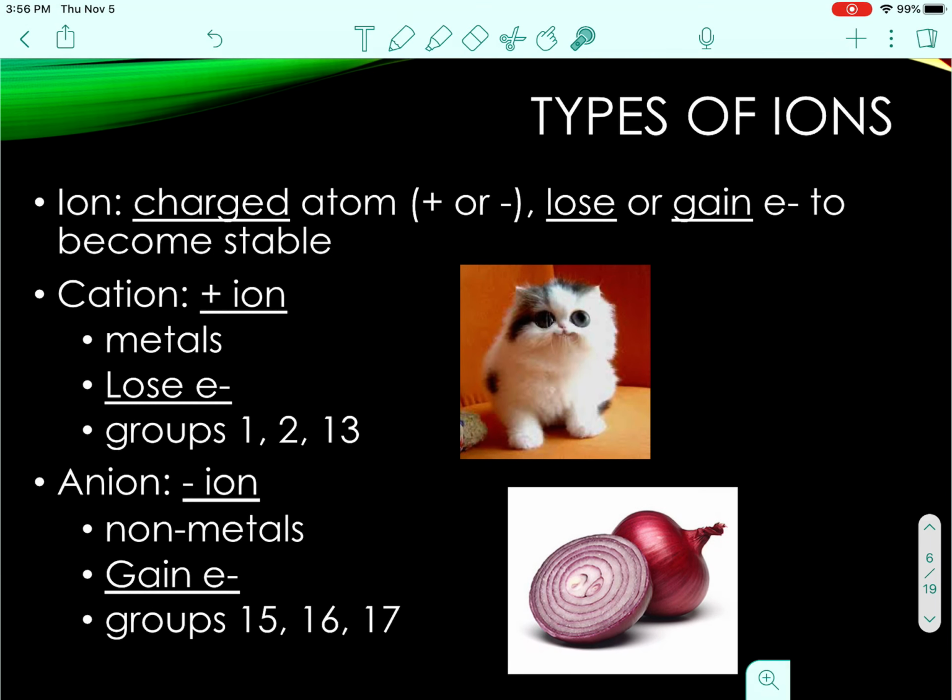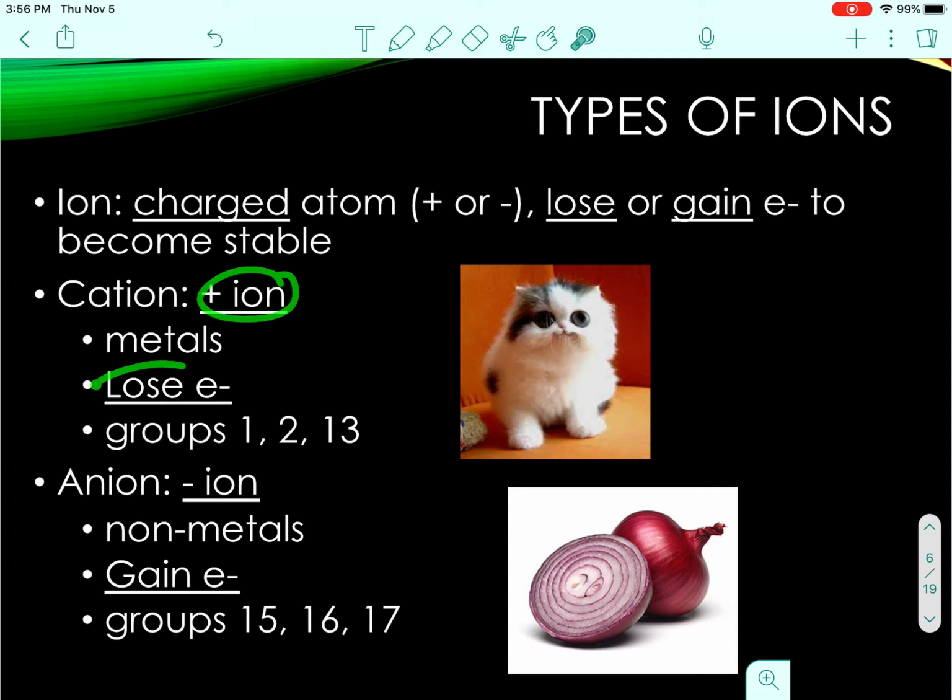And the types of ions that we can have. So when we gain or lose an electron, we form an ion. So an ion is just a charged atom. It has a positive or negative charge. It has lost or gained electrons to become stable to form that charge. We lose or gain electrons to fill our outer shell. So that's what they've done, and they formed an ion.